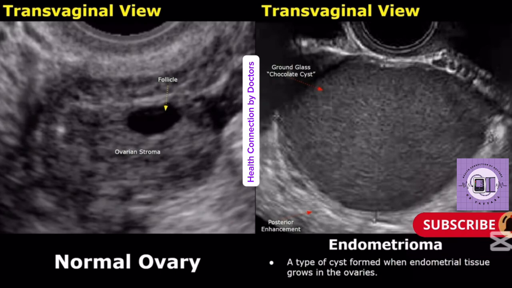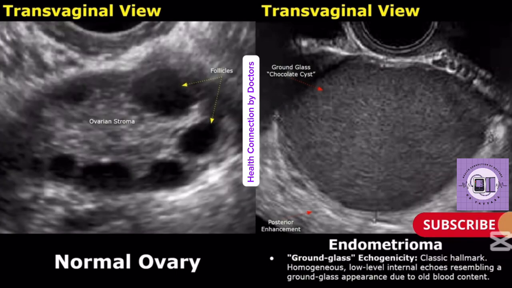Ovarian endometrioma is a form of cyst that forms outside the uterus where endometrial tissue grows. The ovaries are the most common sites for endometriomas. We will compare the normal image of the ovary with an ovarian endometrioma. The transvaginal approach provides much better images than a transabdominal approach.